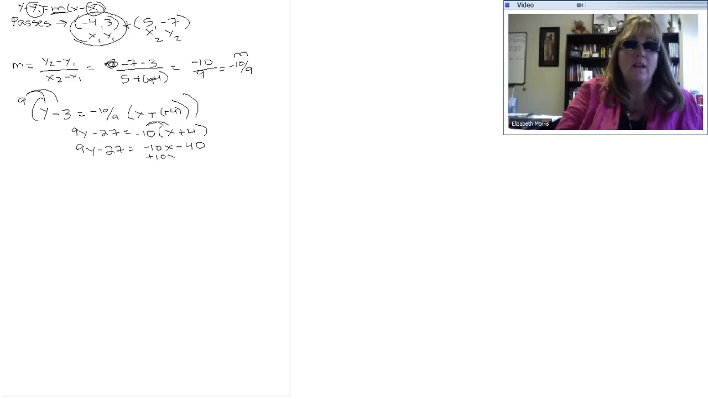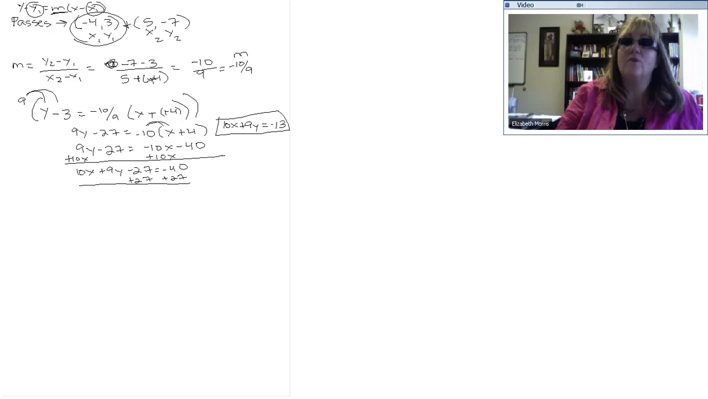Move the x over. You get 10x + 9y - 27 = -40. Move the 27 over, and you're left with 10x + 9y = -13. And you're done. Standard form.